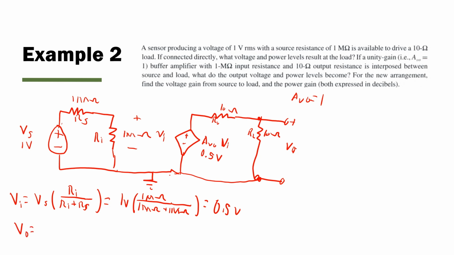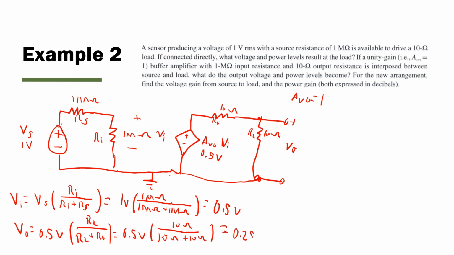which means the output voltage will be 0.5 volts times the resistor division between the load and the output resistance. So this becomes 0.5 volts times 10 ohms divided by 10 ohms plus 10 ohms. Again, this is just 0.5 times 1/2, so we get 0.25 volts for our output.